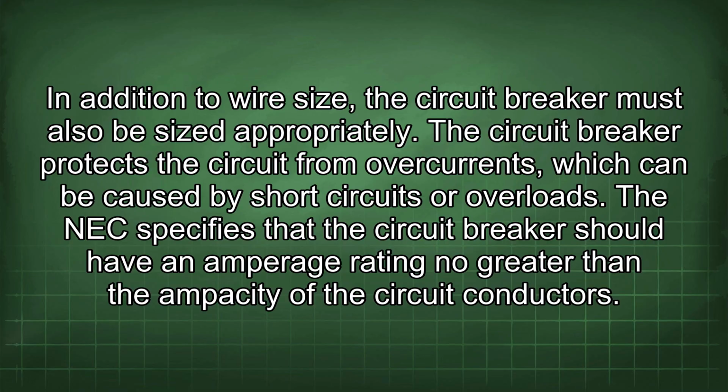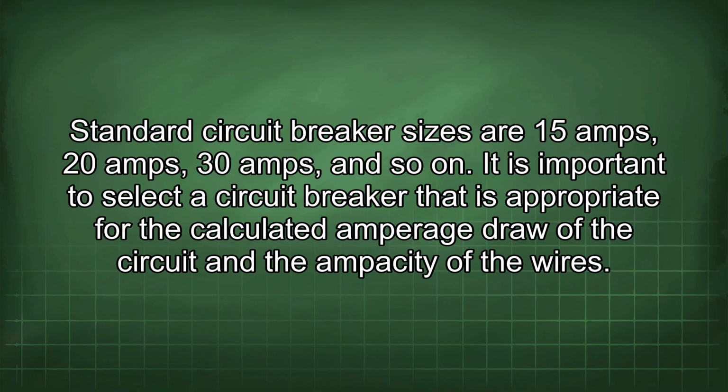The circuit breaker protects the circuit from overcurrents, which can be caused by short circuits or overloads. The NEC specifies that the circuit breaker should have an amperage rating no greater than the ampacity of the circuit conductors. Standard circuit breaker sizes are 15 amps, 20 amps, 30 amps, and so on. It is important to select a circuit breaker that is appropriate for the calculated amperage draw of the circuit and the ampacity of the wires.